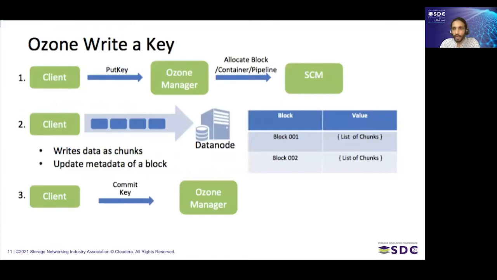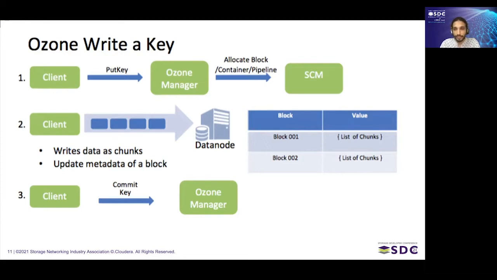So let's look at the write and read key workflow in Ozone. For writing a key, Ozone client would do a create key call to Ozone Manager. Ozone Manager then makes an allocate block request to SCM. SCM would allocate the block. Every block is associated with a container. Every container is associated with a pipeline.